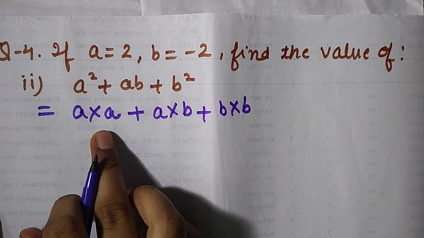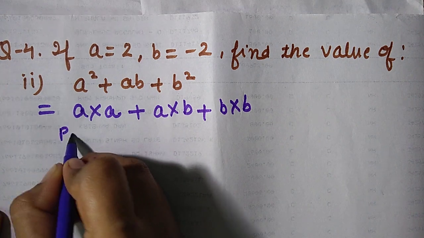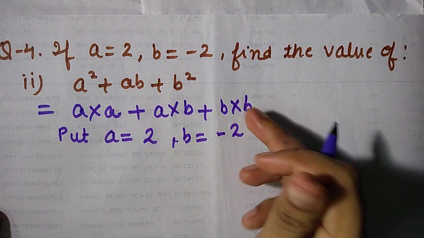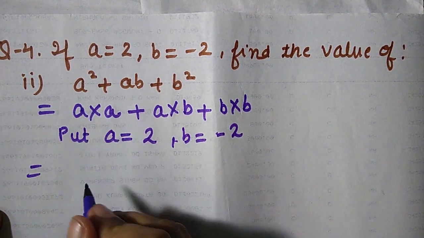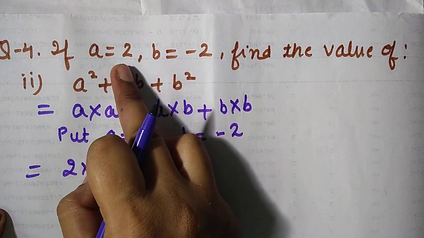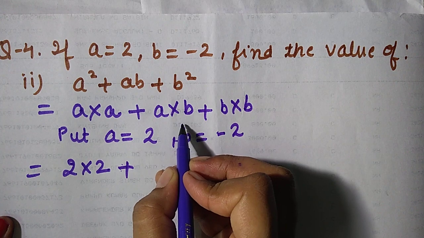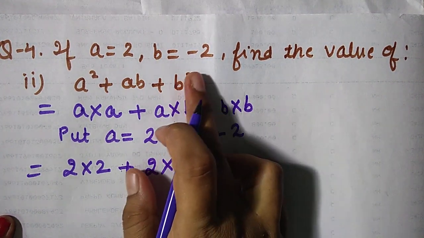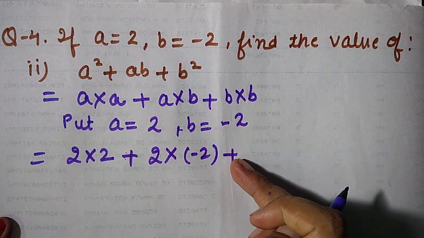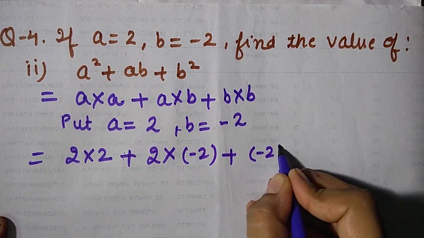So in place of a I will write 2 and in place of b I will write minus 2. So I will put a equals 2 and b equals minus 2 in this given expression. So a into a can be written as 2 into 2, because I am replacing a with 2, because the value of a is given to be 2. Same, a into b. A is 2 and into b, what is b? B is minus 2, so I will write minus 2. Okay, then plus, because plus is given, so I will write plus b into b. B into b means minus 2 into minus 2.